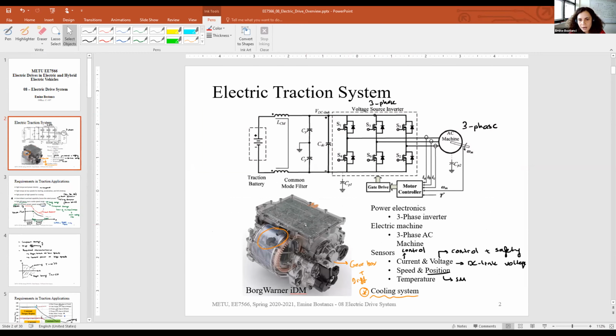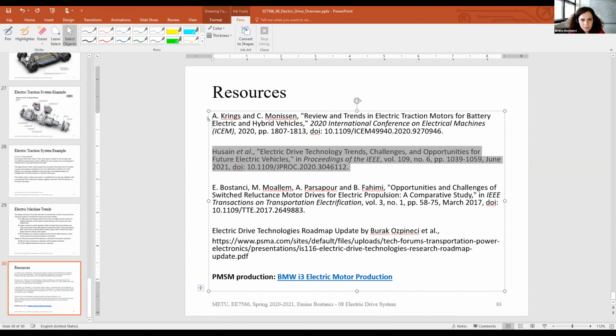To prepare these lecture notes, I was using some sources, and they are listed here. So I was using, this is maybe, actually, it is better to take it up.